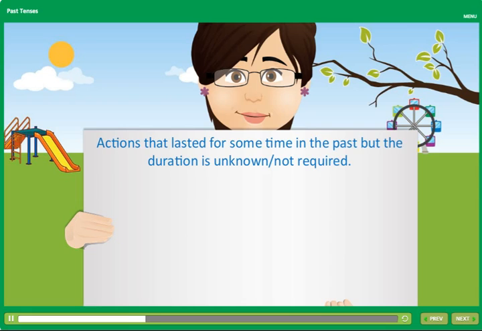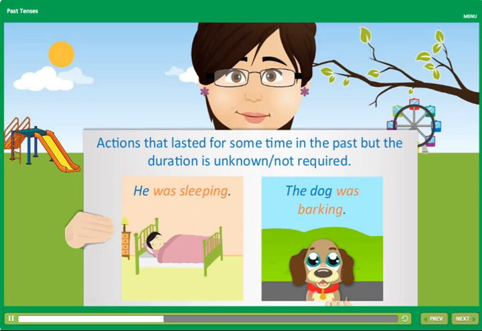Past continuous tense is used to talk about actions that were unfinished in the past time. We also use the past continuous to talk about actions or situations that lasted for some time in the past and whose duration is unknown or unimportant.